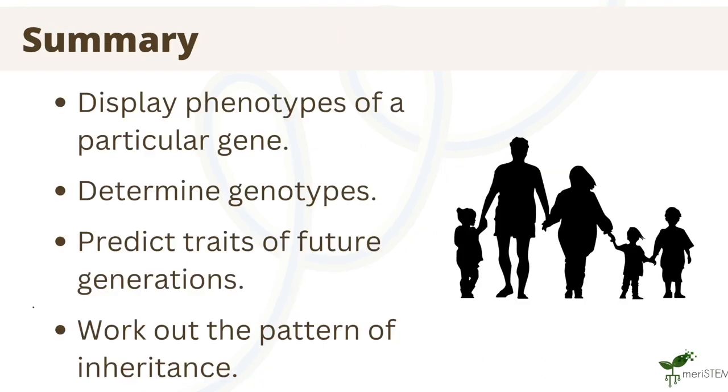In summary, today we learnt that pedigrees are useful for four reasons. They display phenotypes of a particular gene. They help us to determine genotypes. They can help us predict traits of future generations. And they can help us work out the pattern of inheritance of a particular gene.